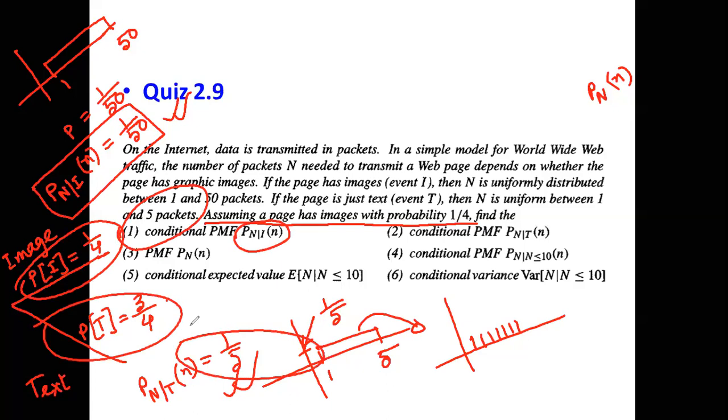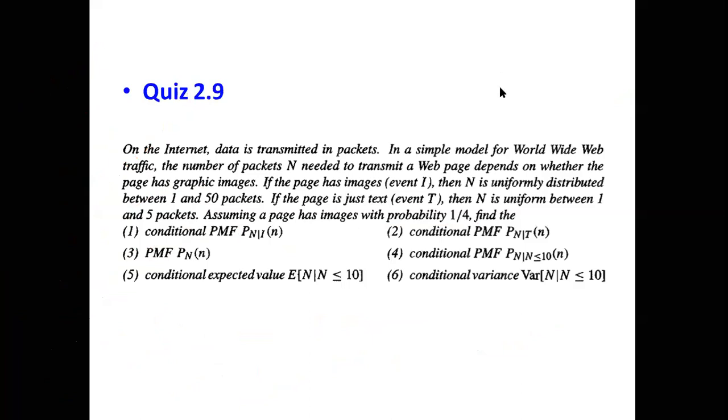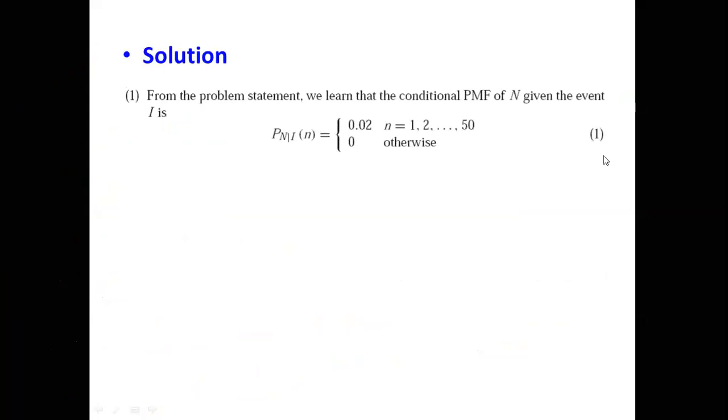Okay, so let's check. I'm not sure whether it is okay or not. Let's check whether we are going in the right direction or not. I think the first one is okay, isn't it? Yes, I think the first one is okay. This is the 1 by 50.